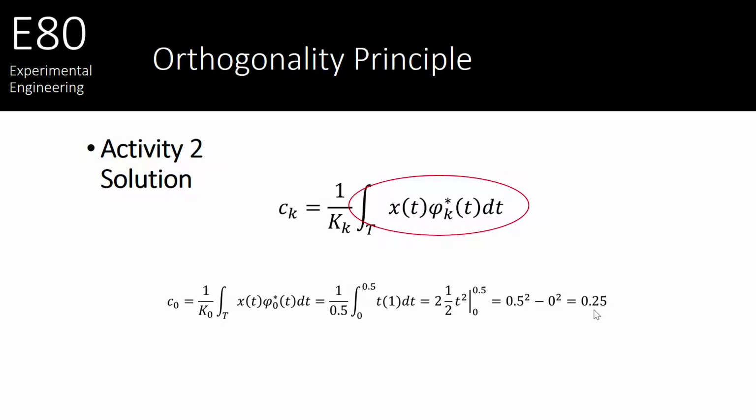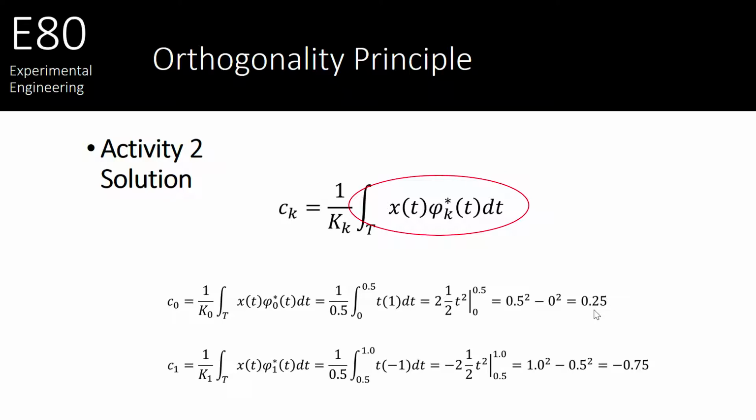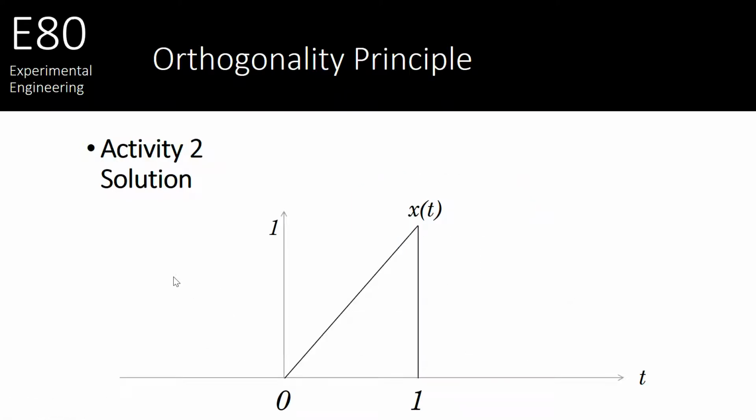Okay, go for C sub 1 now and see if you can get it. Are you done C sub 1? If not, pause the video. Otherwise, let's see what I got. Well, I got a value of -0.75. So I just calculated my two scaling coefficients, one for each of my basis functions to try to approximate x of t. If I plug these values in, this is what I get.